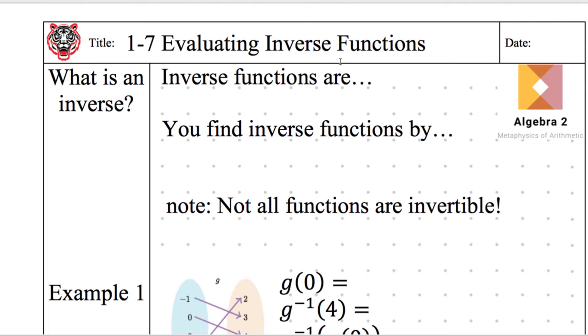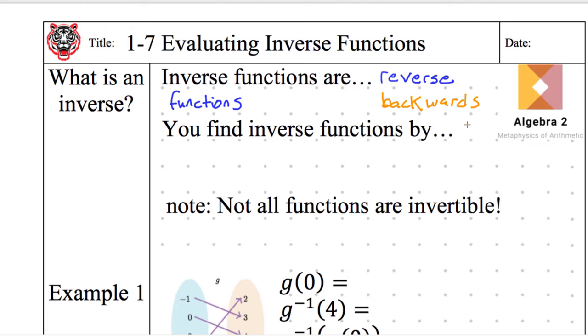So, evaluating inverse functions. First of all, what are inverse functions? The way that I like to think about inverse functions is that it's going backwards. It's the reverse. So inverse functions are reverse functions. If normal functions go forward, then inverse functions go backwards. So maybe if you don't like the word reverse, maybe you like the word backwards. It goes the opposite direction.